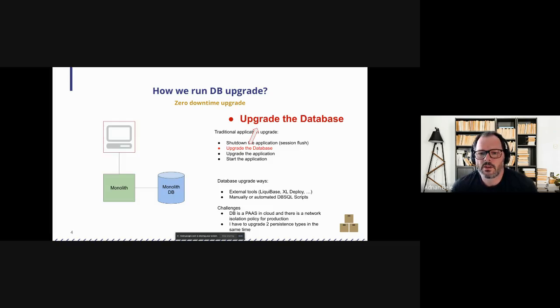So how do we run database upgrades? We have external tools like Liquibase, XL Deploy, or manual or automated DB SQL scripts. In principle, that can bring some challenges, especially now with cloud native applications, when you run the application in the cloud and have network isolation from the database perspective. You cannot access it except from the cluster's own networking, so you don't really know how to plug that tool in to run the upgrade. Then once you go to splitting the database for microservices, you may have to upgrade different kinds of databases at the same time for that microservice. For example, a relational database, a NoSQL database, or a blob storage service.